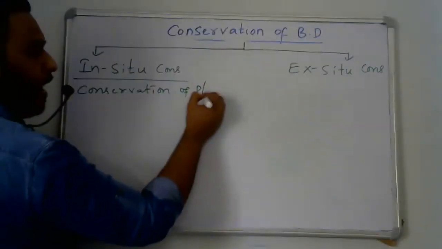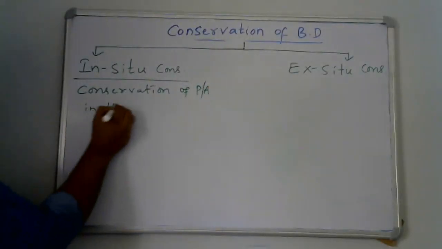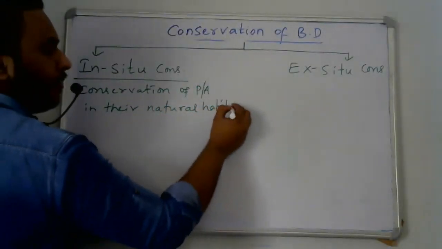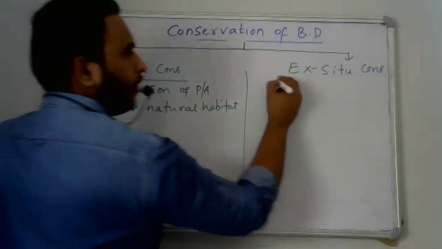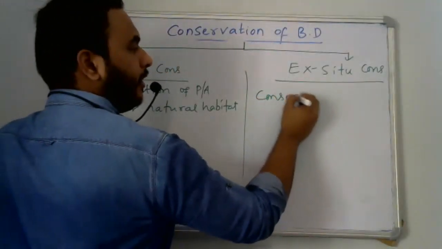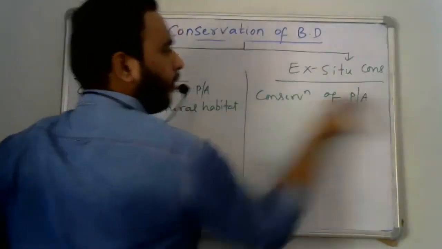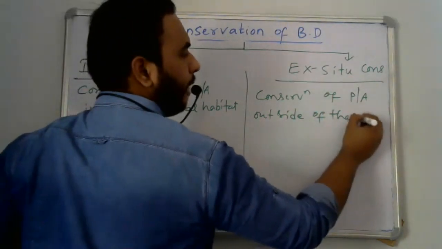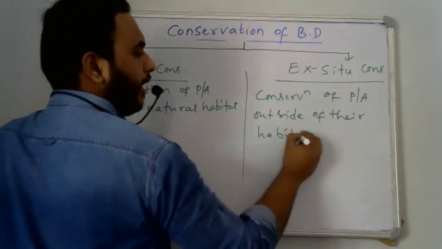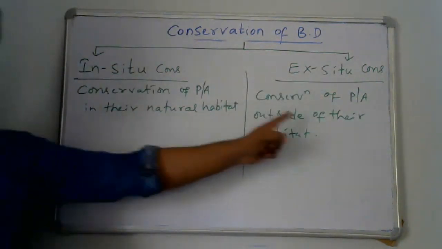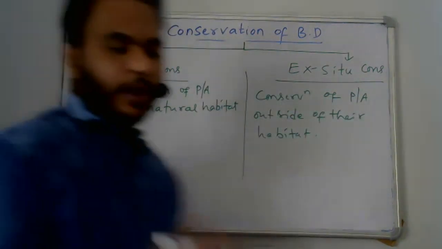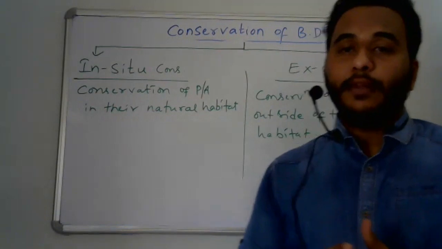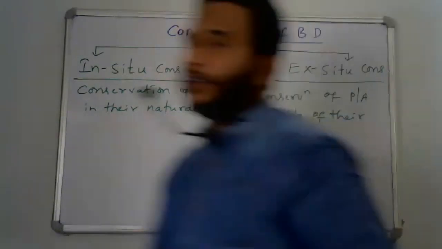Conservation of plants or animals in their natural habitat, and conservation of plants or animals outside of their natural habitat. Here I have written the difference; till now I had explained it orally. Now we are going to study some examples. I'll tell you the in situ conservation examples first.